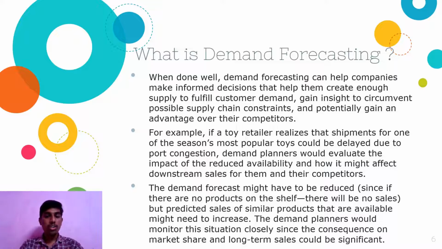For example, if a toy retailer realizes that shipment for one of the season's most popular toys could be delayed due to port congestion, demand planners would evaluate the impact of the reduced availability and how it might affect downstream sales for them and their competitors. The demand forecast might have to be reduced, but predicted sales of similar products that are available might need to increase. The demand planners would monitor this situation closely since the consequence on market share and long term sales could be significant.